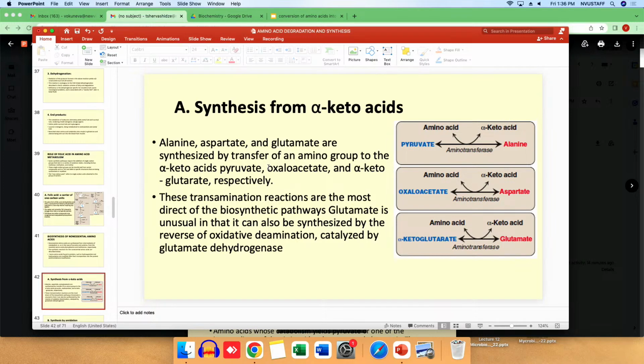Before these essential non-essential conversions, you saw a lot of times alpha keto acids, right? And succinyl CoAs and acetoacetate, etc. That we can get from the different steps of glucogenic or ketogenic pathways. Now let's look at how exactly we can get alpha keto acids.